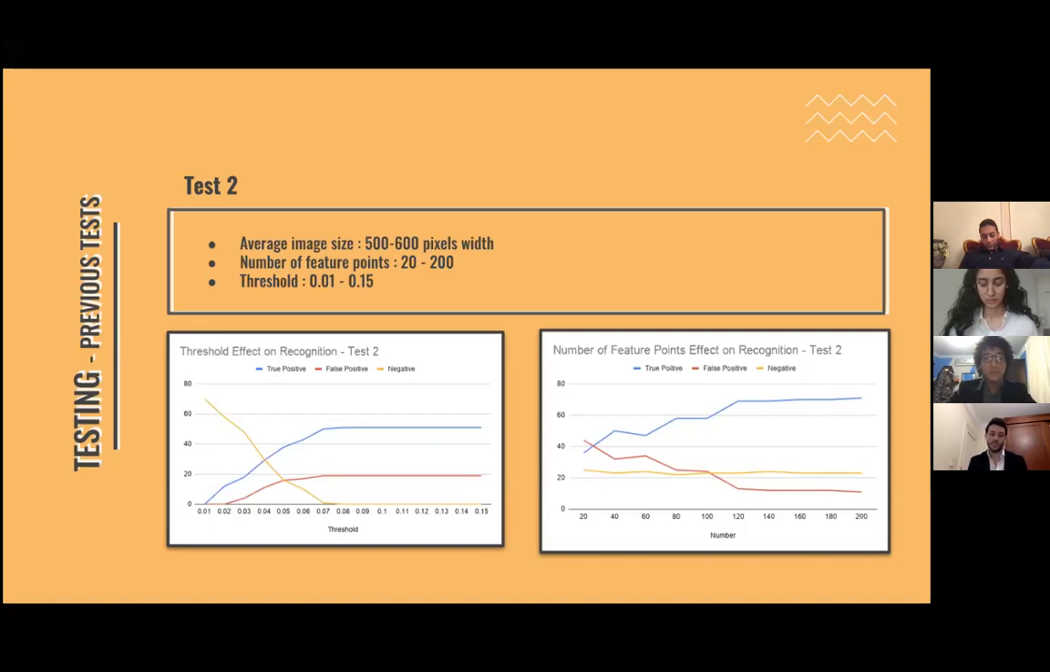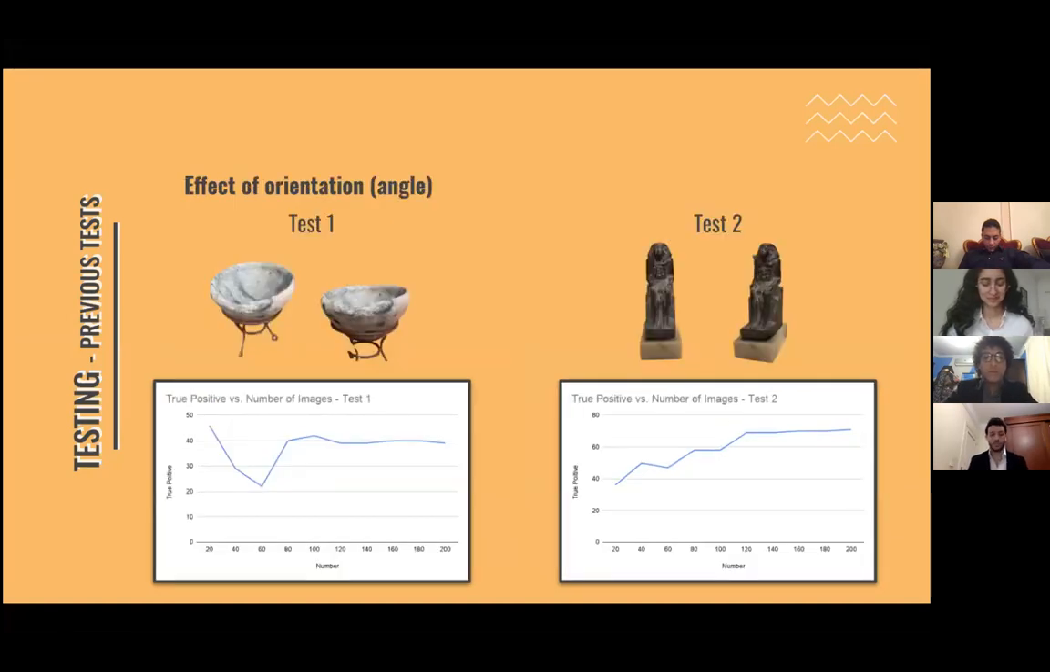As we can observe, the threshold more or less had the same effect, but clearer. However, the number of points graph now shows meaningful data explaining the effect of the number of feature points on the recognition process. Okay, so comparing test 1 and test 2, we can realize the difference in angle direction. In test 1, the angle is in the vertical direction, however, test 2 is in the horizontal direction. As shown in the graphs, horizontal angle variance shows steadiness in the graph of true positives. Therefore, it is obviously better in our case.